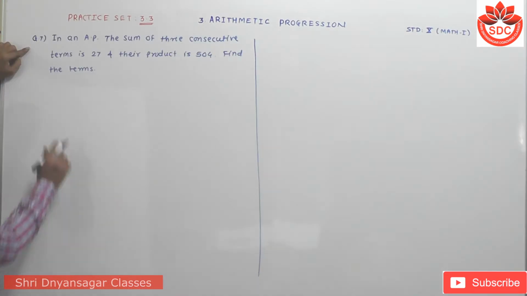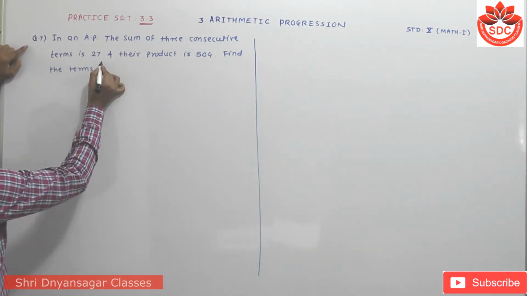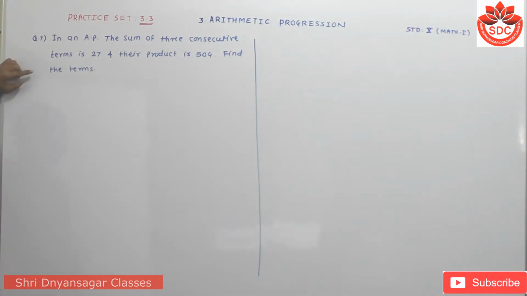Number 7 is, in an AP, the sum of three consecutive terms is 27 and their product is 504. Find the terms, meaning find the three terms. Student, very important example. In this example, assume that the three consecutive terms are a minus d, a and a plus d.